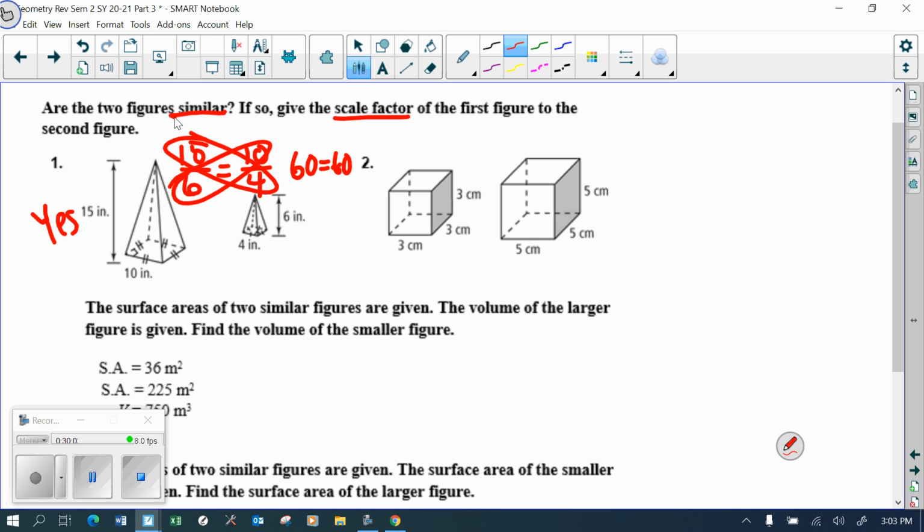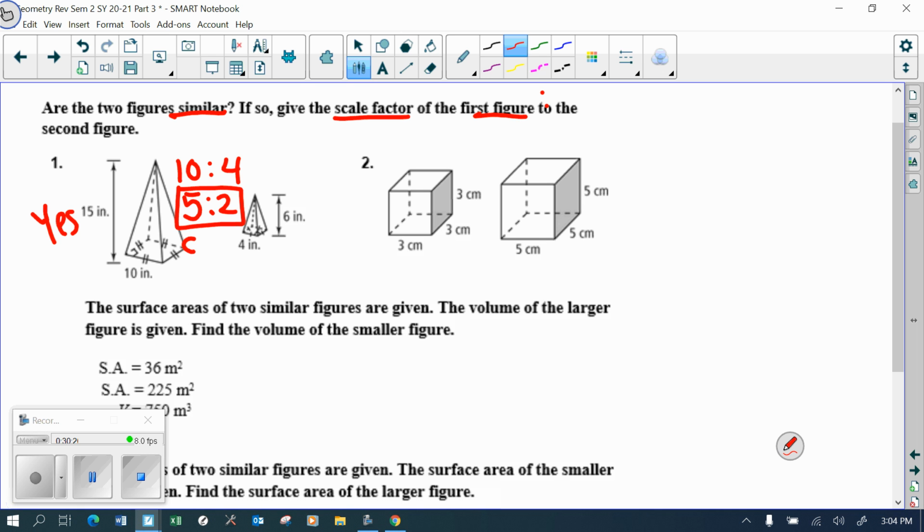And then it says, if so, give the scale factor of the first figure to the second figure. So what's the ratio? And it tells me the order. It must go first figure, to, another word for "to" is colon, second. So the first was 10. I could use either one, 10 to 4 or 15 to 6, any pair of corresponding sides. And then I must reduce it down. So I divide each by 2 and I get 5 to 2. So the ratio is 5 to 2.